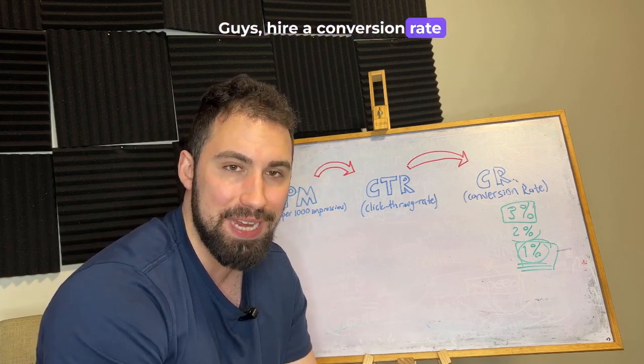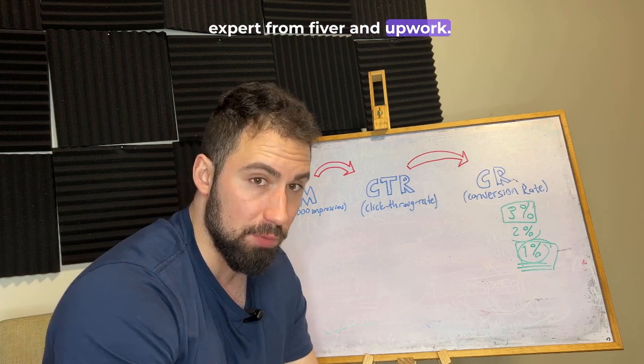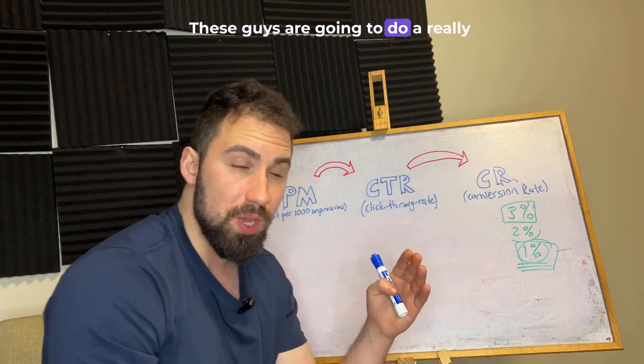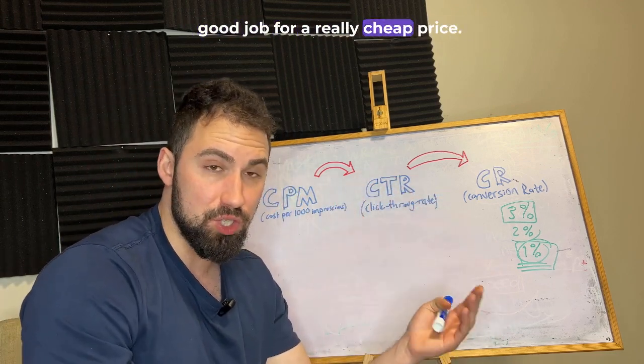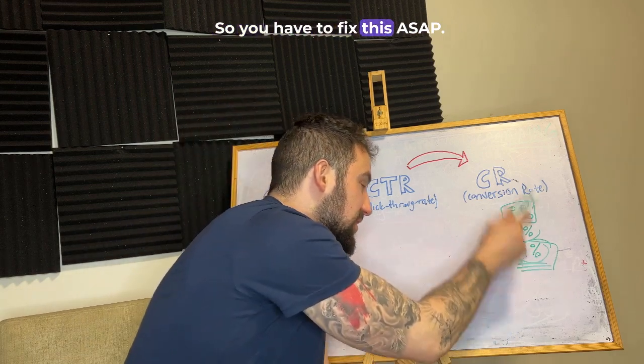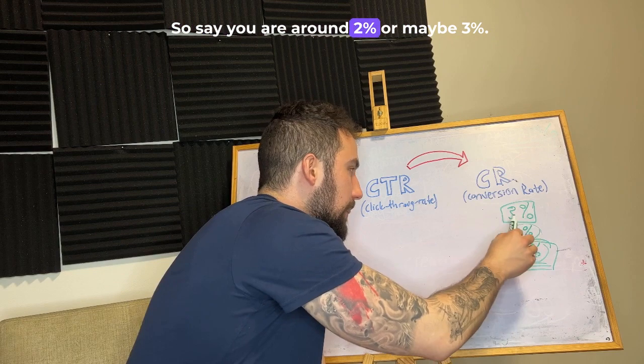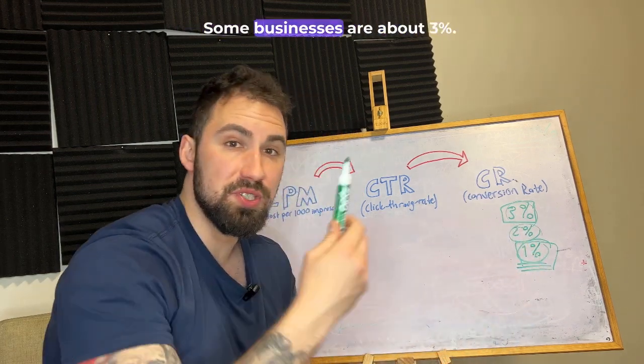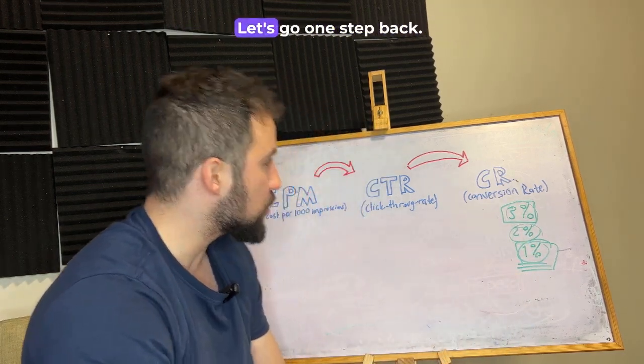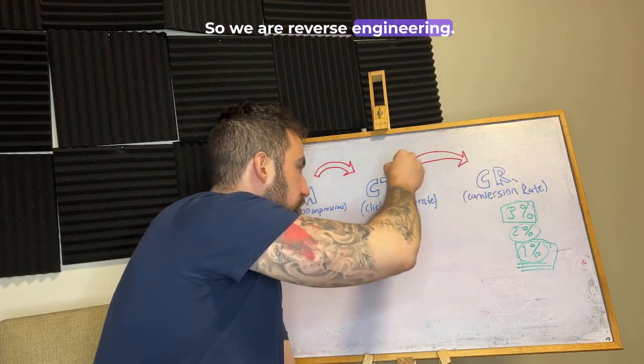Hire a conversion rate expert from Fiverr and Upwork. These guys are going to do a really good job for a really cheap price. So you have to fix this ASAP. So say you're around 2%, or maybe 3%. Some businesses are about 3%. Let's go one step back. So we are reverse engineering.